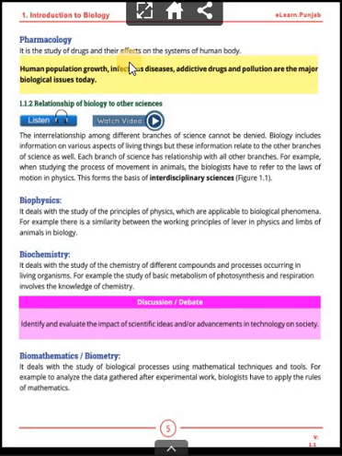This is all about the branches of biology, and in the next lesson we will talk about the relationship of biology with other sciences.